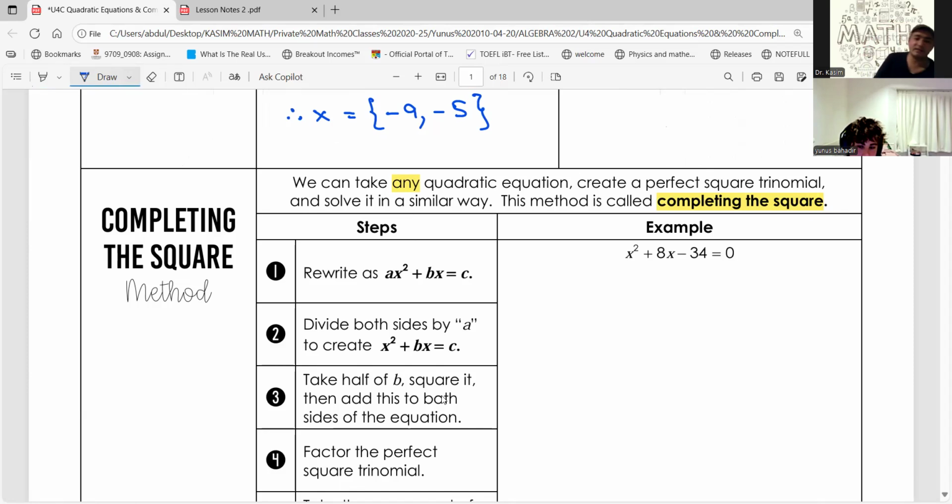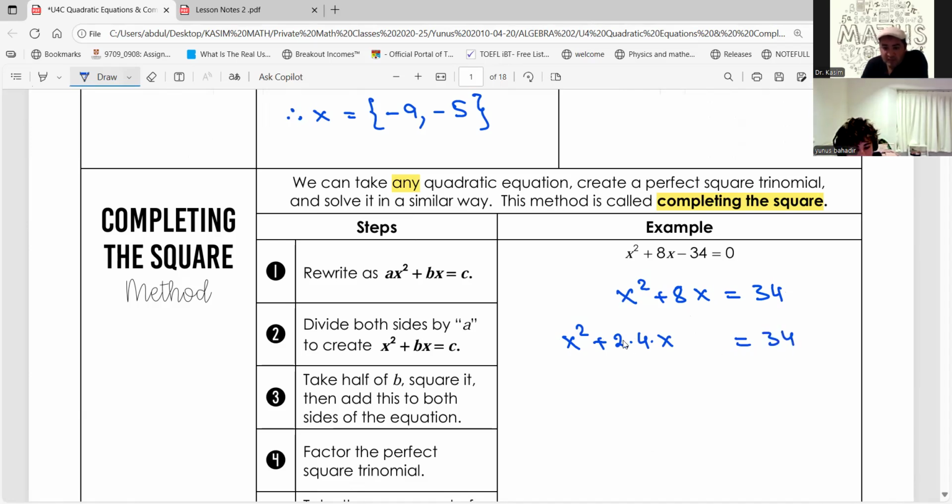So rewrite as ax squared plus bx equals c. So the first step: x squared plus 8x equals 34, right? And then remember to add 16. In the formula, this 8, I can write as 2 times 4. That's why I have to rewrite this as x squared plus 2 times 4x equals 34.